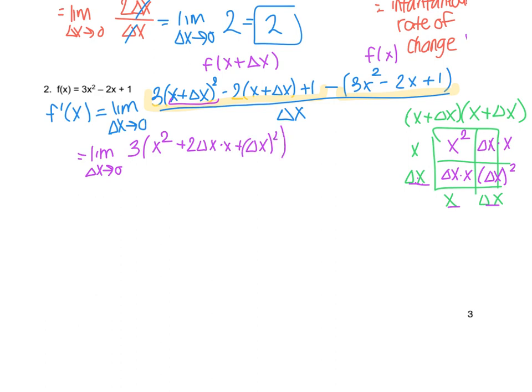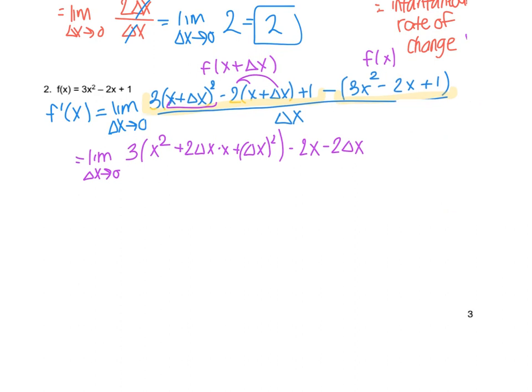Oh boy, that's just the first thing. Then I have this next piece where I'm going to distribute negative 2. So that's negative 2x, so minus 2x minus 2 delta x. And I'm going to have to get rid of my area model so I have some space. Okay, then I have this plus 1.